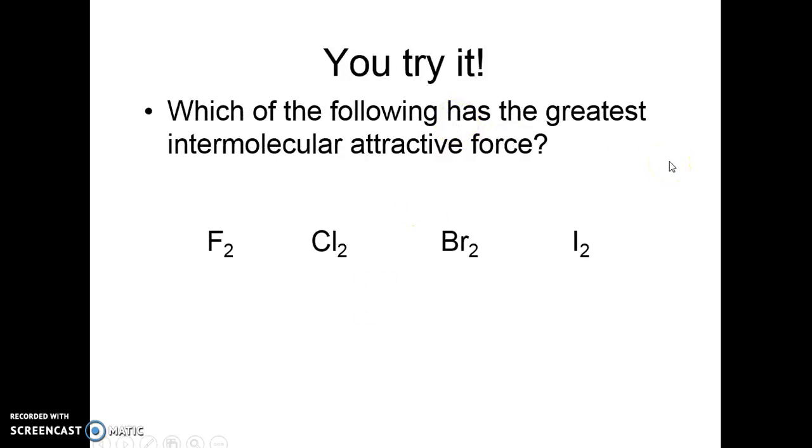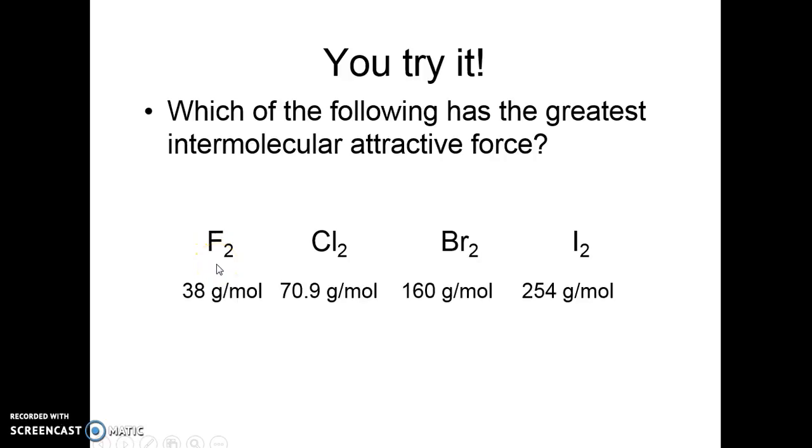Which of the following has the greatest intermolecular attractive force? Again, these are nonpolar molecules, so I don't have to worry about anything but London dispersion forces. So I look at the molar mass of each of these, and I see that iodine has the greatest. The smallest one would be fluorine.